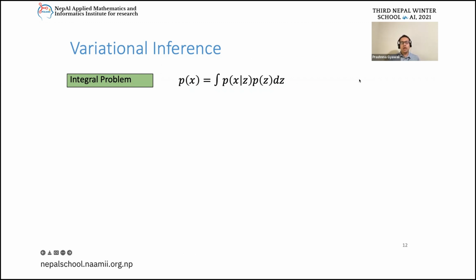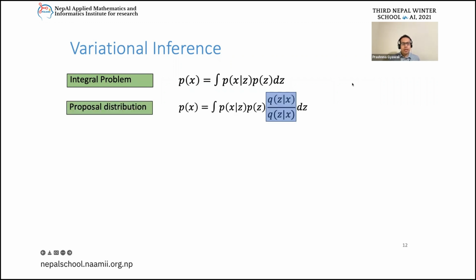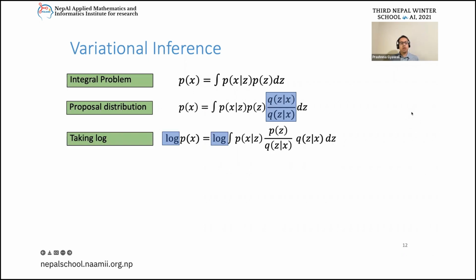Now I would like to show you how we can use variational inference to solve the problems at hand. So we start with this integral problem, and then we add this proposal distribution both in the denominator and numerator. So this should be fairly easy to understand. Then I would like to take log on both the left hand side and the right hand side, and I have done a bit of rearrangement here and there. As you can see, I just moved the Q(z|x) under P(z), but this is fairly straightforward.